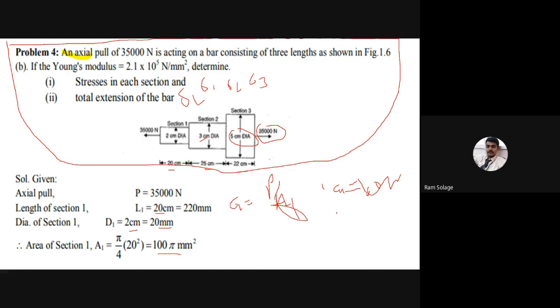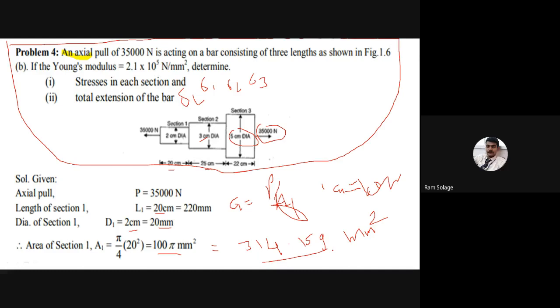Put the value of pi. 100 pi is there, multiply it. What is the answer? 314.159. Correct. 314.159 mm square. This is the section area of body number 1. Any problem?